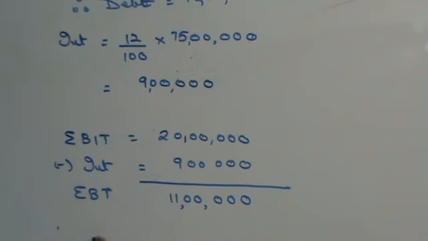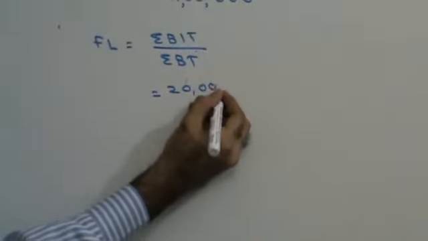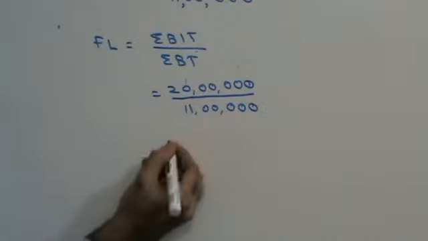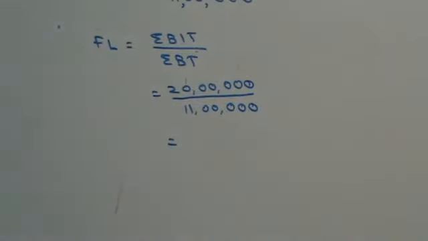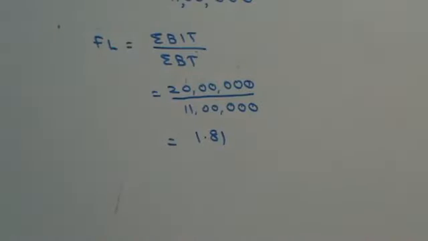Once you have this, then you can find out financial leverage. Financial leverage is EBIT upon EBT, that is 20 lakhs divided by 11 lakhs. Someone please help me calculate this. 20 divided by 11, 1.81. Fine, do we get this in here? I think I have covered all the different types of sums that you have in this chapter. There is one more. Okay, we'll stop here for the day. Thank you very much.